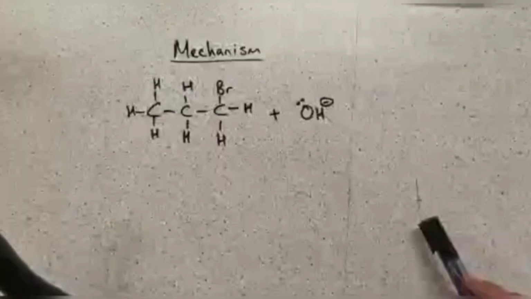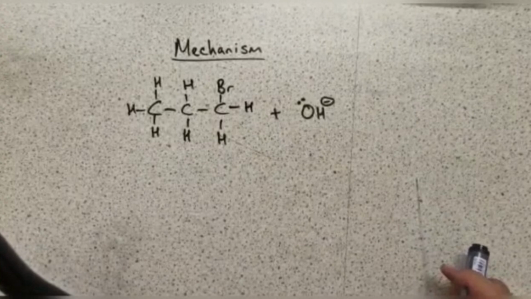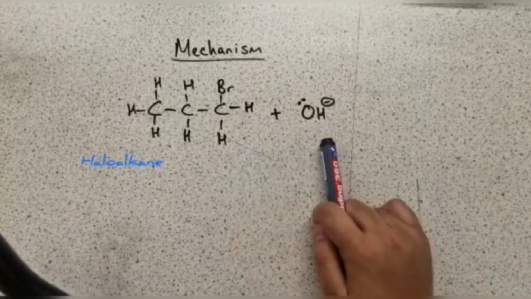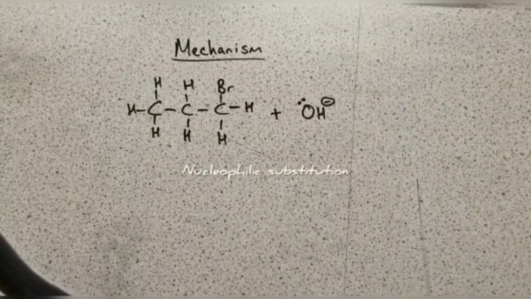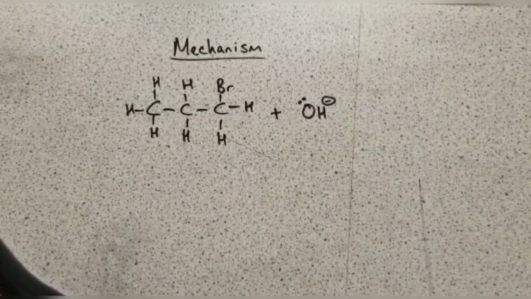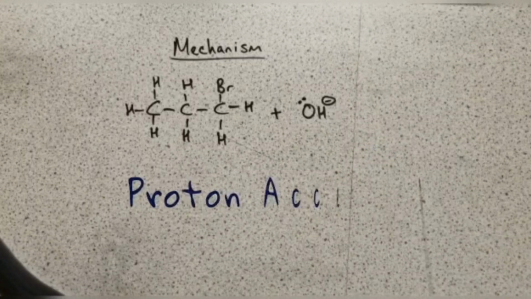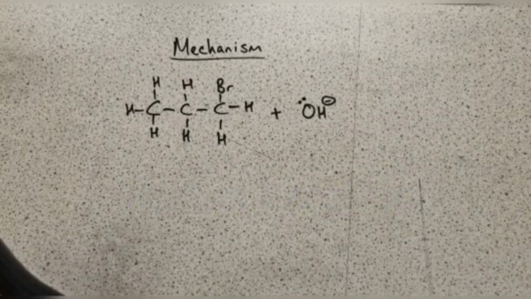Here it comes. Now, some of you are thinking that this looks familiar. You've seen something like this before. Here's a haloalkane, here's a hydroxide ion, and you're thinking nucleophilic substitution. But no, this time it's different. This time, the OH minus is going to act as a base. What does that mean? It's going to be a proton acceptor. And why is it going to be a proton acceptor this time? It's because the conditions are different.